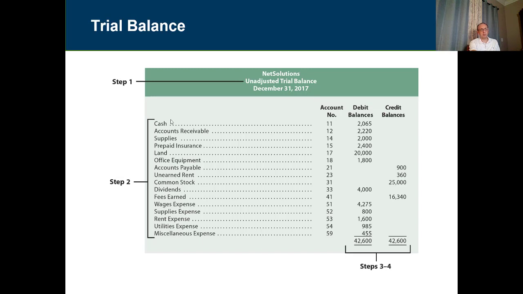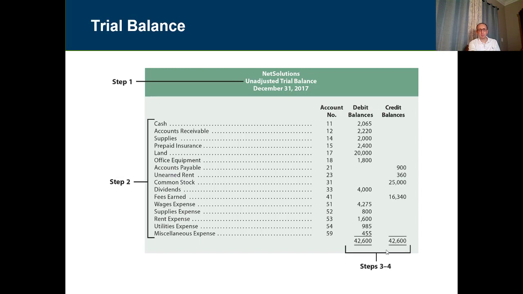Then in step number 2, you see that we're listing all the accounts in the chart of accounts, or basically all the accounts that are available in the ledger. Here we have the account number code. By the way, the account number varies from one company to another. It's not a standardized code. Then we have the debit balances and the credit balances. You can see here cash has a debit balance of $2,065, accounts receivable $2,220, supplies $2,000, and so on. For things that have a credit balance, like accounts payable, they have $900, and unearned rent, which is a liability, $360.